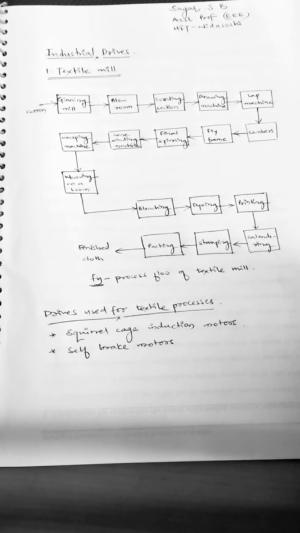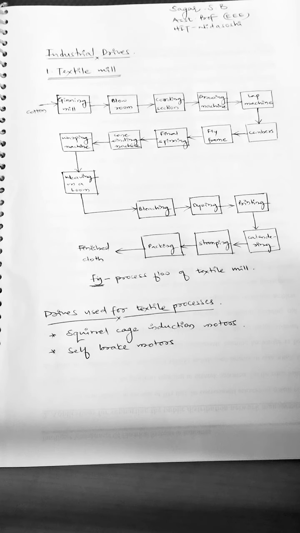We are dealing with the electrical drives. Today we will be discussing some of the applications of electrical drives in industry. So the first example we will take is textile mills. The block diagram is shown where the different processes in a textile mill are considered.